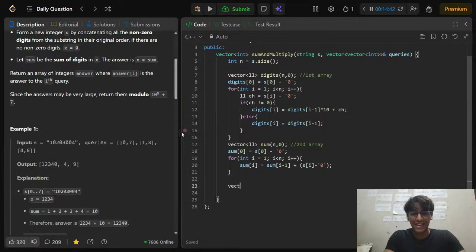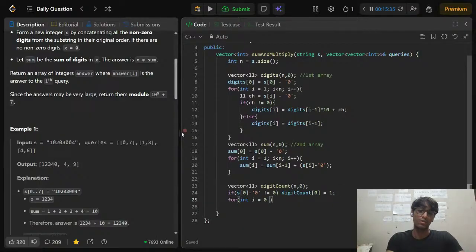So now we will create another array. This will be digit count. Let's name it digit count, with n comma zero once again. First we have to store: if s of zero minus zero is not equal to zero, then digit count of zero is one. For int i equals one, i less than n, i plus plus.